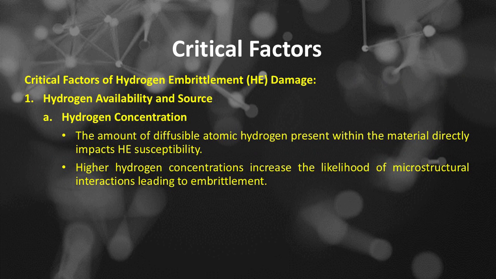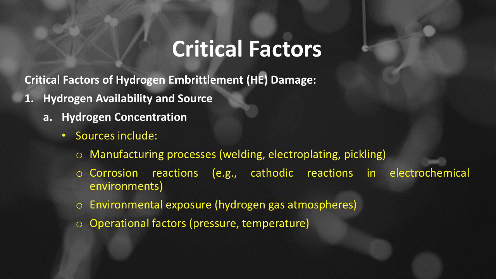Critical factors of hydrogen embrittlement damage include, number 1, hydrogen availability and source, which includes, number A, hydrogen concentration. The amount of diffusible atomic hydrogen present within the material directly impacts HE susceptibility. Higher hydrogen concentrations increase the likelihood of microstructural interactions leading to embrittlement. Sources of hydrogen concentration include manufacturing processes, welding, electroplating, pickling, corrosion reactions such as cathodic reactions in electrochemical environments, environmental exposure, hydrogen gas atmospheres, and operational factors, pressure, temperature.